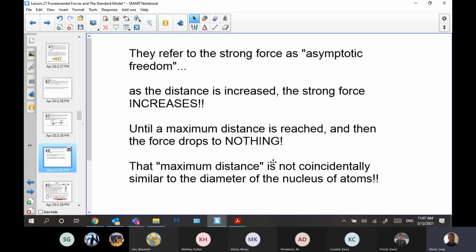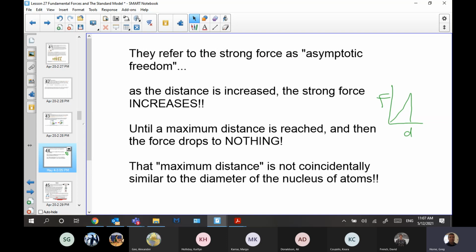So it's a stronger and stronger force. If you look at a diagram of force versus distance, the force gets stronger and stronger, and then goes to zero. I had a student one time point out it's kind of like an elastic band. You stretch it, you get more and more force, and then if the band breaks, all of a sudden there's no force.